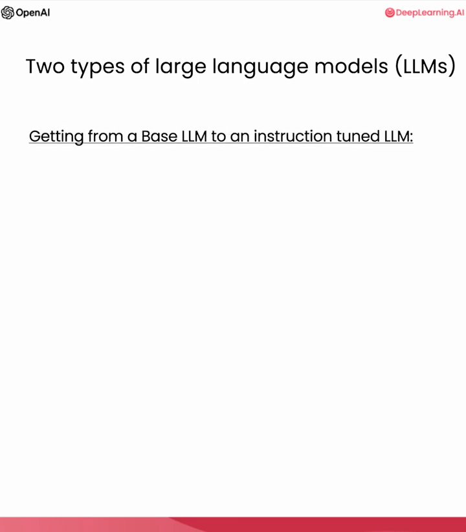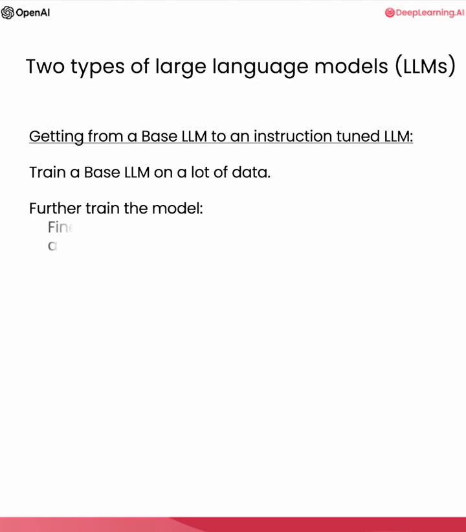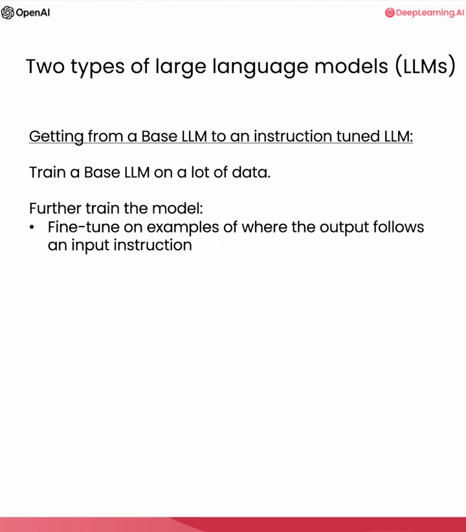How do you go from a base LLM to an instruction-tuned LLM? This is what the process of training an instruction-tuned LLM like ChatGPT looks like. You first train a base LLM on a lot of data, so hundreds of billions of words, maybe even more, and this is a process that can take months on a large supercomputing system. After you've trained the base LLM, you would then further train the model by fine-tuning it on a smaller set of examples where the output follows an input instruction.